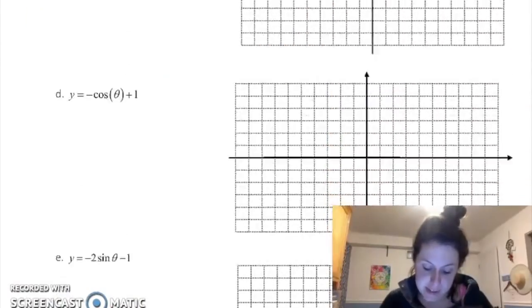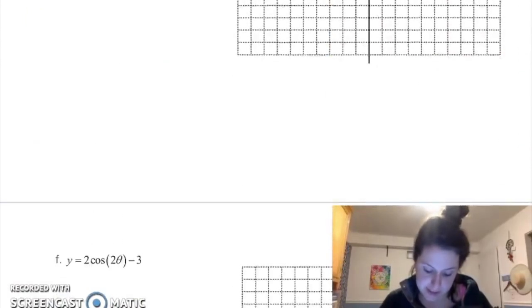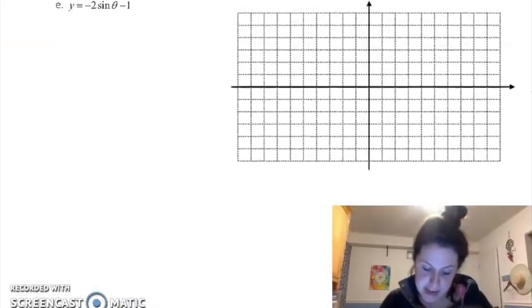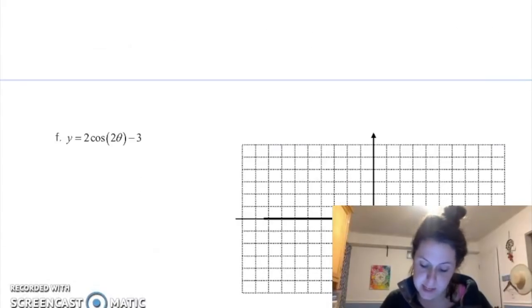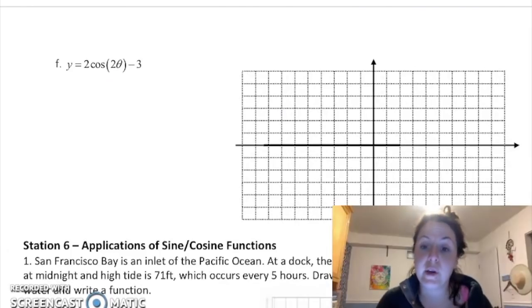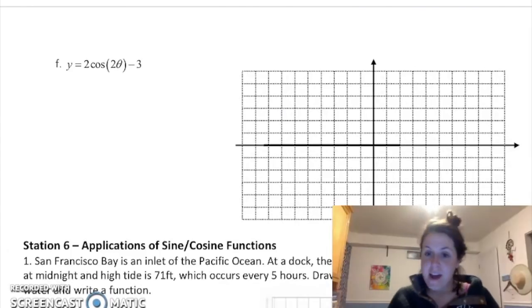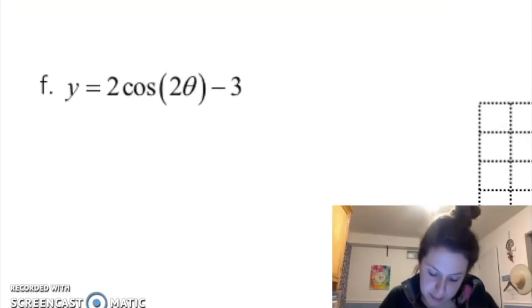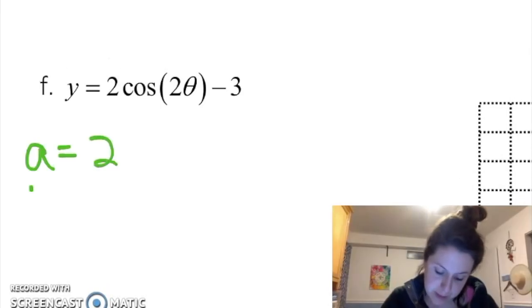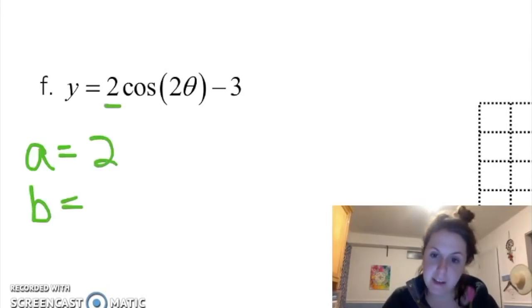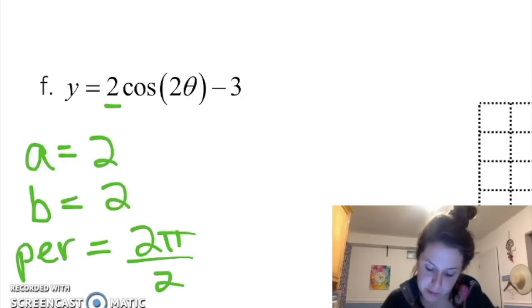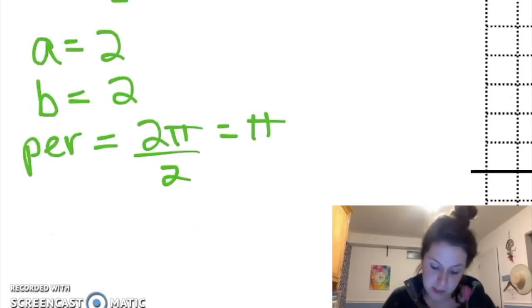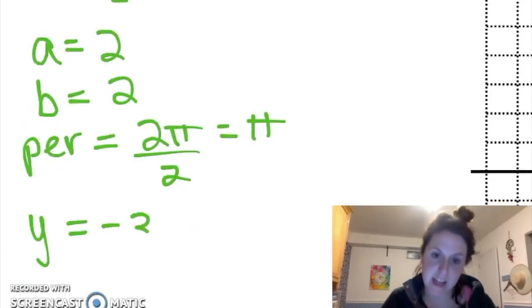Okay, let's do one last one of these. And this is sort of, I would say, the toughest that they're going to get, if you see something like this one. So y equals 2 cos 2 theta minus 3. This has everything all together. So amplitude, 2, right? That A value. Frequency, 2. Period is 2 pi over 2, which is just pi. And midline is y equals negative 3.